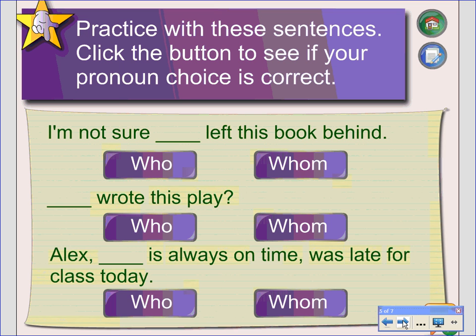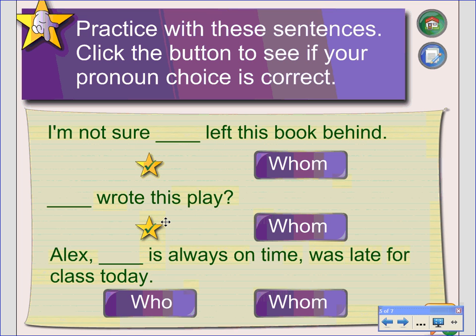So the first one, I'm not sure who left this book behind because I could say he left this book behind. For this one, I could say who wrote this play because I could say he wrote this play. And then this one, Alex, who is always on time, was late for class today because I could say he is always on time in that sentence.